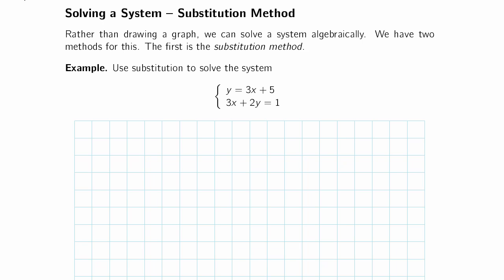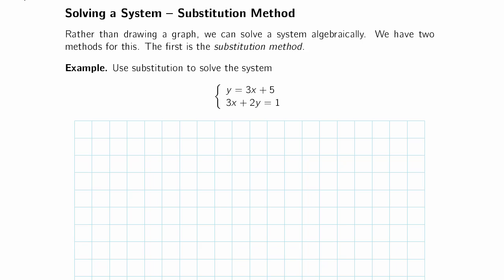Rather than by drawing a graph, we can also solve a system algebraically, which just means we can solve it by doing algebra. We have two algebraic methods to solve a system. The first one is the substitution method, which has some advantages, including that it's kind of easier to wrap our heads around what we're doing.